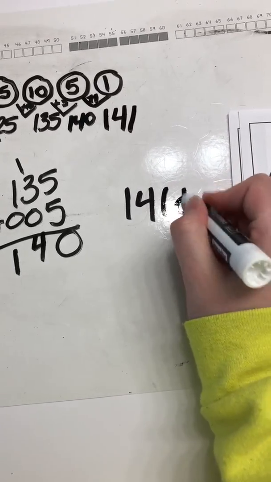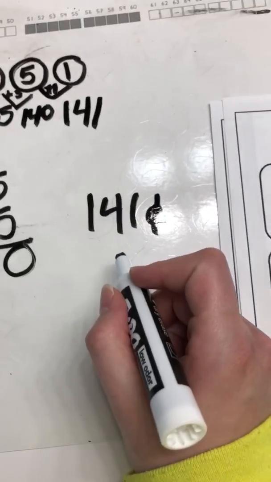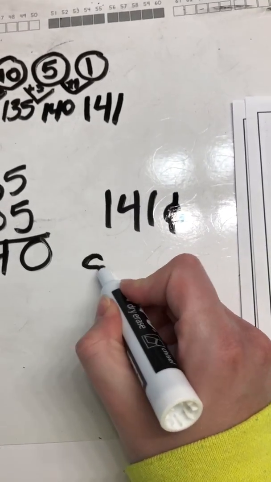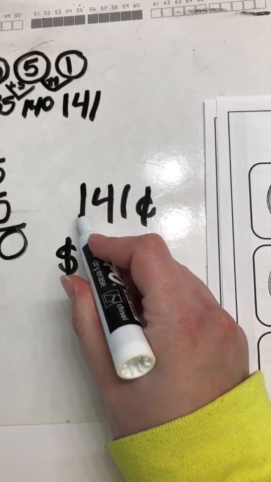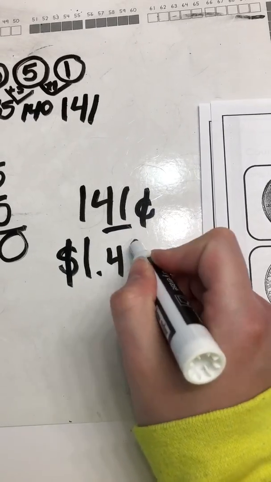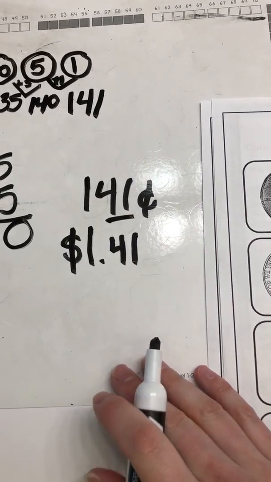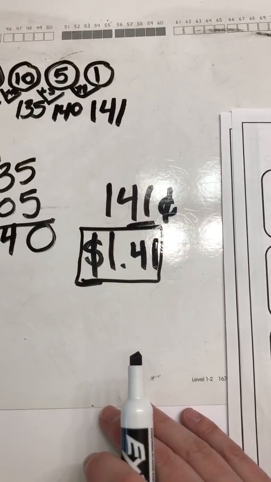141 cents, but that's kind of goofy to say because if we have over 100 cents, we want to write it into a dollar amount. So we would say we have $1 and 41 cents. This is how I want you to start writing it if it's over 100.